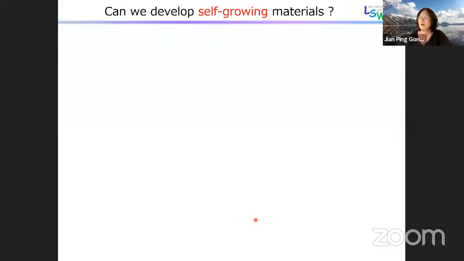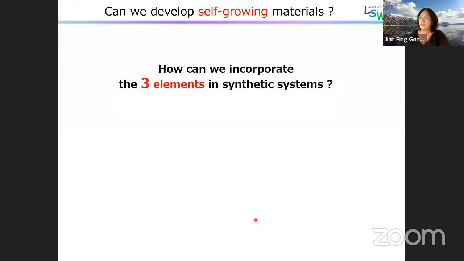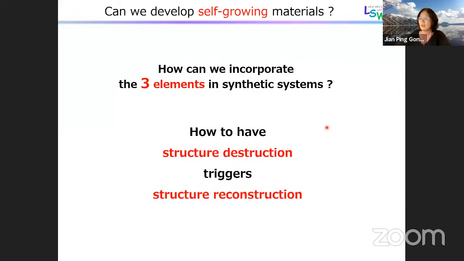So how can we do this? That's the problem, how we can incorporate these 3 elements in a synthetic system, material systems. And so I think the key point is how to have a structure destruction to trigger the structure reconstruction.